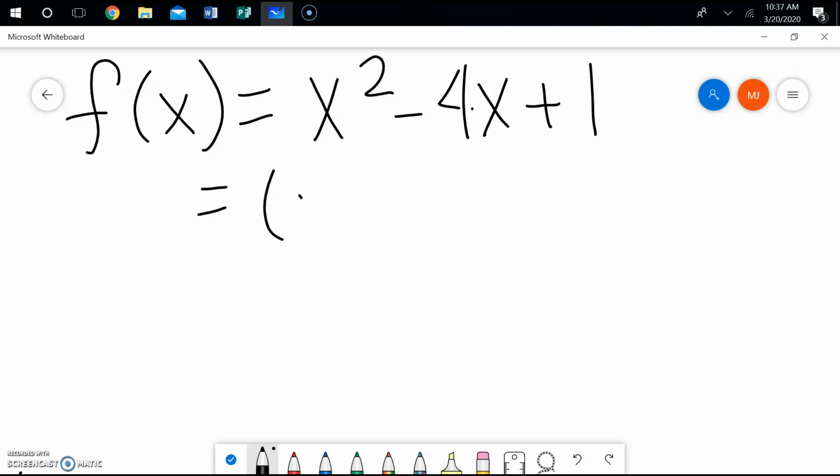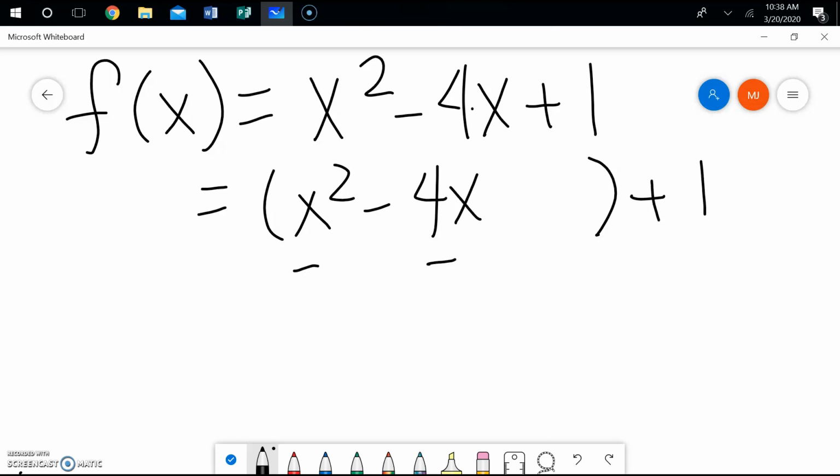The first thing you want to do is something like completing the square. To do this, we put our x values in parentheses and our constant outside of the parentheses. Now we're going to complete the square inside of the parentheses. To do that, you take the number in front of x, or the coefficient of x, which is -4, take half of that, which gives you -2, and square -2 to get a +4.